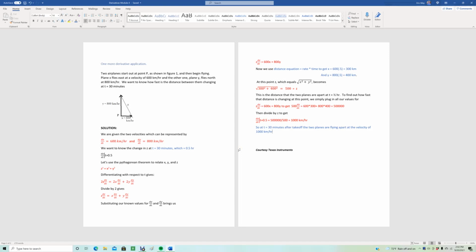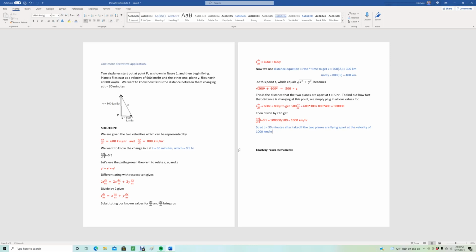Today we're going to try a real-life example in the application of derivatives. In our problem, we have two airplanes that are flying apart at point P. They are at different altitudes, so they aren't going to hit each other. One plane is flying east at 600 kilometers per hour, and another plane is flying north at 800 kilometers per hour. We want to know not only what the distance between them is, that would be the hypotenuse z, but how fast z is changing.